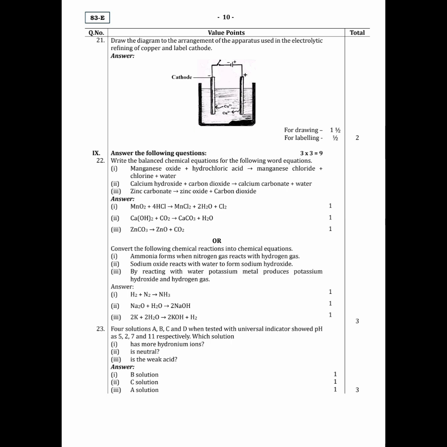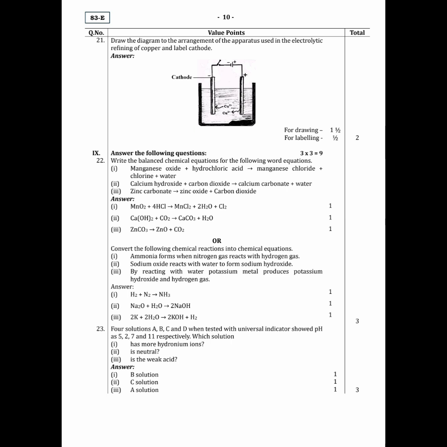Next, ninth main, answer the following questions, 3 marks each. Question number 22, write the balanced chemical equation for the following word equations. Subquestion 1, manganese oxide plus hydrochloric acid gives manganese chloride plus chlorine plus water. Subquestion 2, calcium hydroxide plus carbon dioxide gives calcium carbonate plus water. Subquestion 3, zinc carbonate gives zinc oxide plus carbon dioxide.